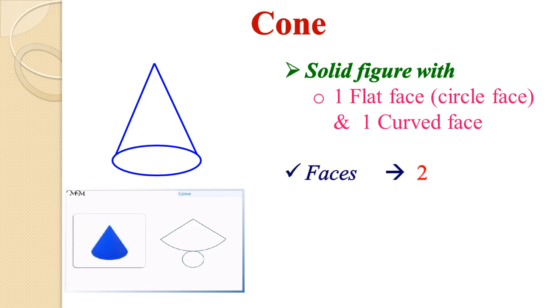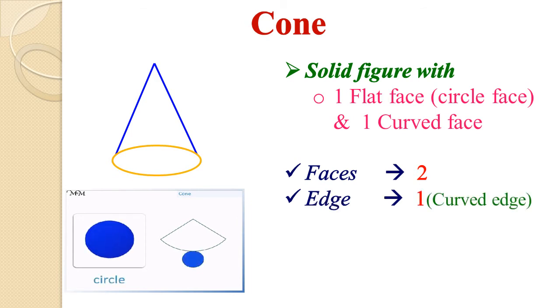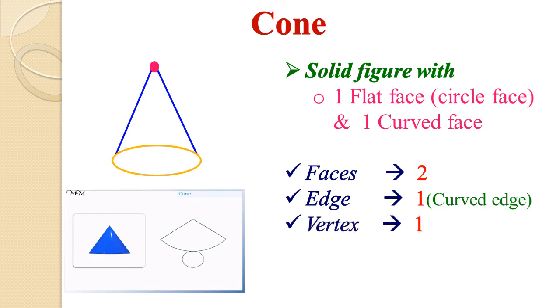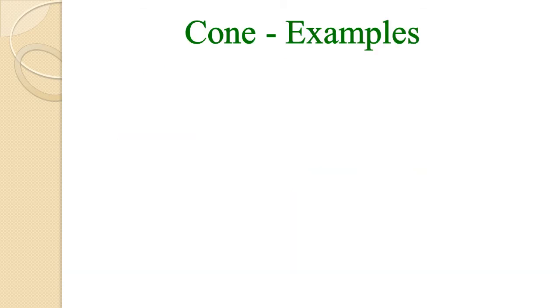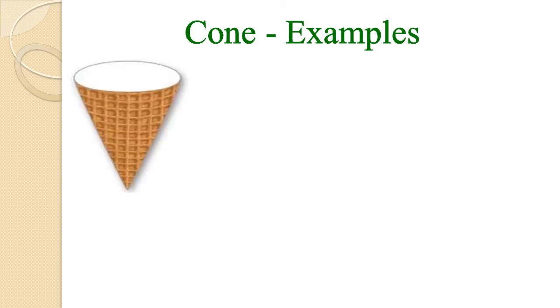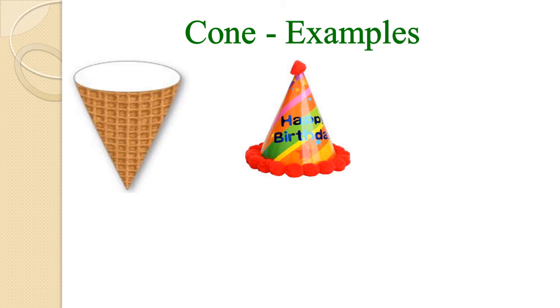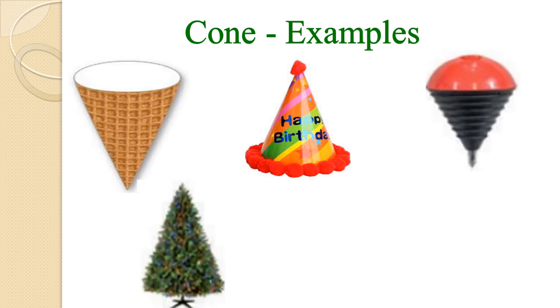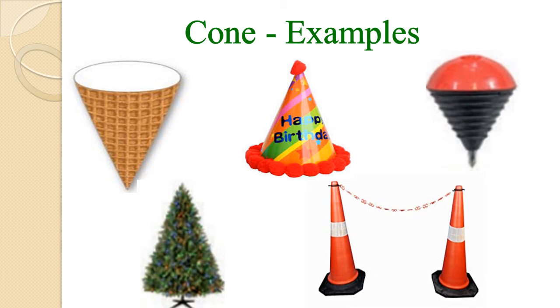So cone has 2 faces and let's see edges. Cone has only one edge, that is a curved edge. Let's see vertex. Cone has only one vertex. So let's see a few examples of cone: ice cream cone, birthday caps, Christmas tree and traffic cones.